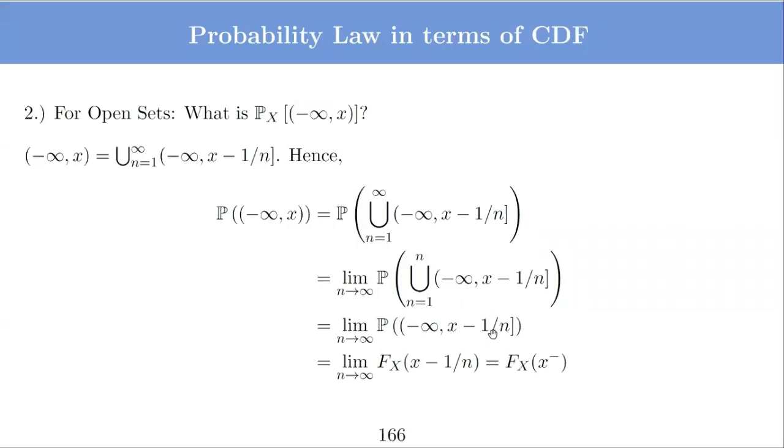Now this I know, because this is a semi-closed set, and the probability of this is equal to the CDF at x minus 1 upon n. So this is the limit as n tends to infinity of Fx calculated at x minus 1 upon n. And this will be the left hand side limit of the CDF, right? Because you are increasing n and you are getting arbitrarily closer. This is the same as the left hand side limit of the CDF, which we denote as Fx of x minus. X minus denotes that x is approached from the negative side.